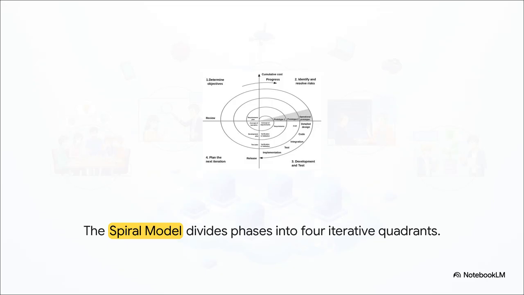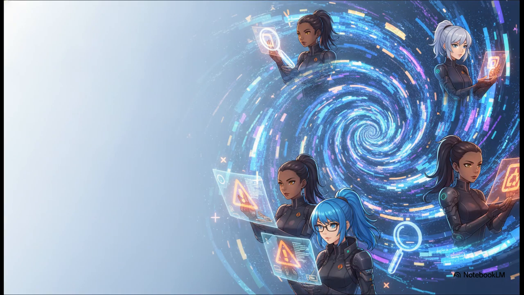Now, what's really interesting about this slide is how it contrasts with Barry Boehm's 1986 spiral model. Notice how instead of dropping straight down like a waterfall, it loops iteratively through 4 specific quadrants: determining objectives, identifying risks, developing and testing, and then planning the next iteration. It literally looks like a coiled spring, expanding outward with every single round of development. The absolute defining focus of the spiral model is risk analysis. And in software, risk simply means something could go wrong.